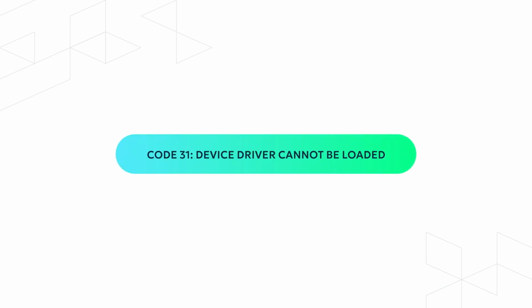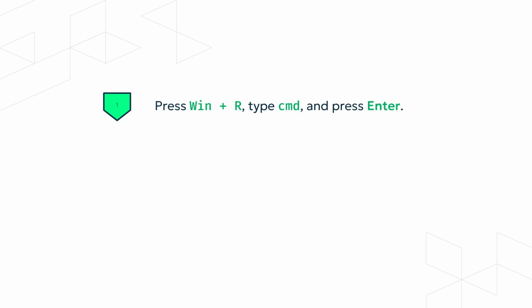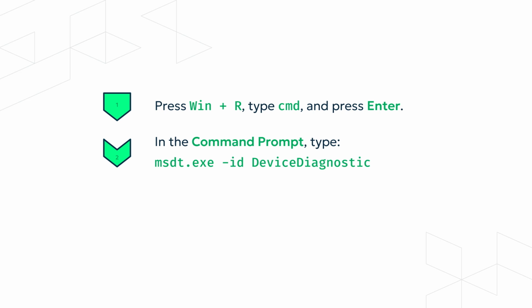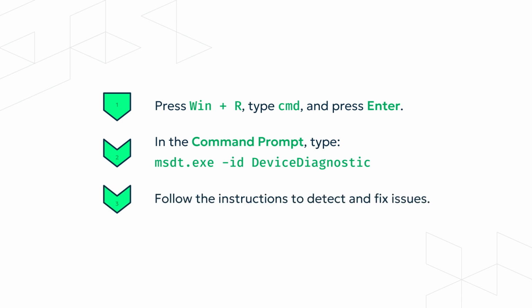Code 31. Device driver cannot be loaded. Press Win+R, type CMD, and press Enter. In the command prompt, type msdt.exe -id DeviceDiagnostic. Follow the instructions to detect and fix issues.